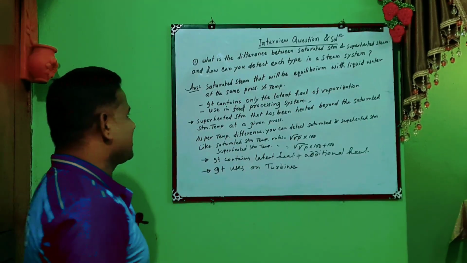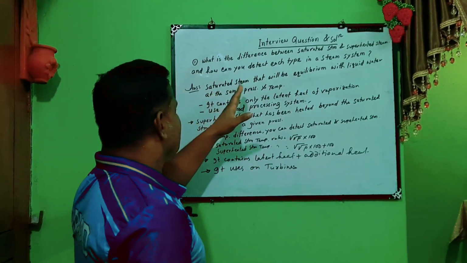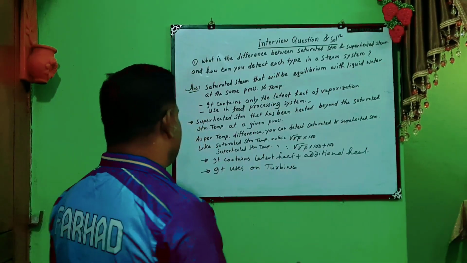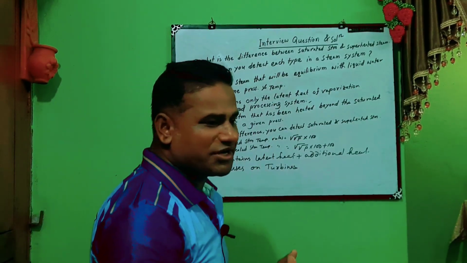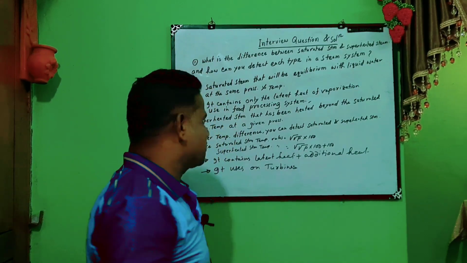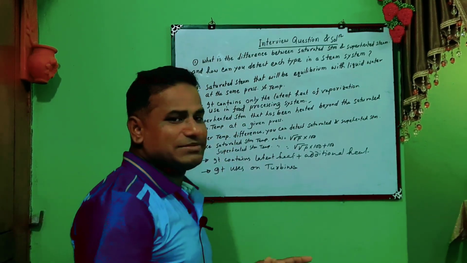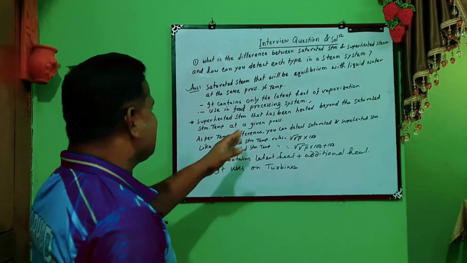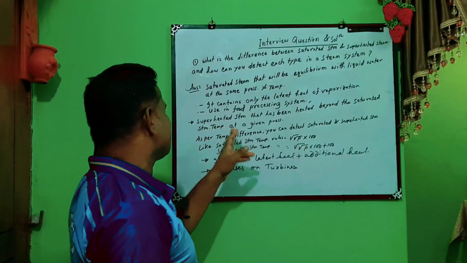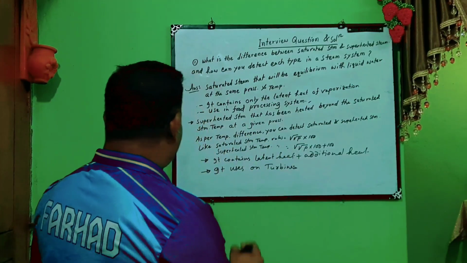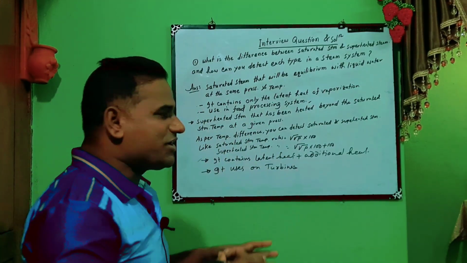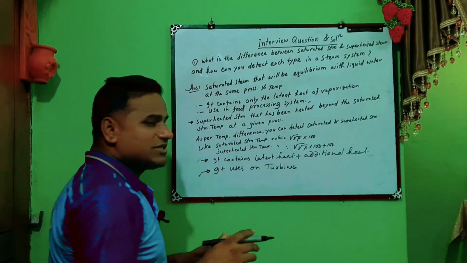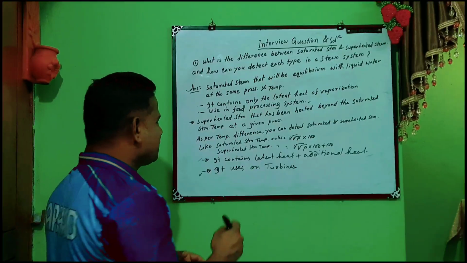If this question is asked, you can tell them: saturated steam is in equilibrium with liquid water at the same pressure and temperature; saturated steam contains only the latent heat of vaporization; and saturated steam is used in food processing systems. Superheated steam is steam that has been heated beyond the saturated steam temperature at a given pressure; superheated steam contains latent heat plus additional heat; and it is normally used in a turbine.